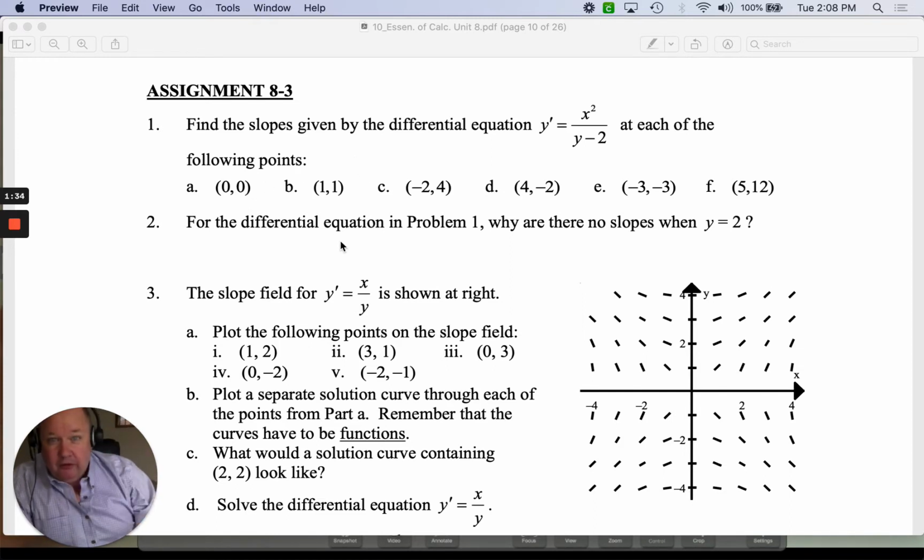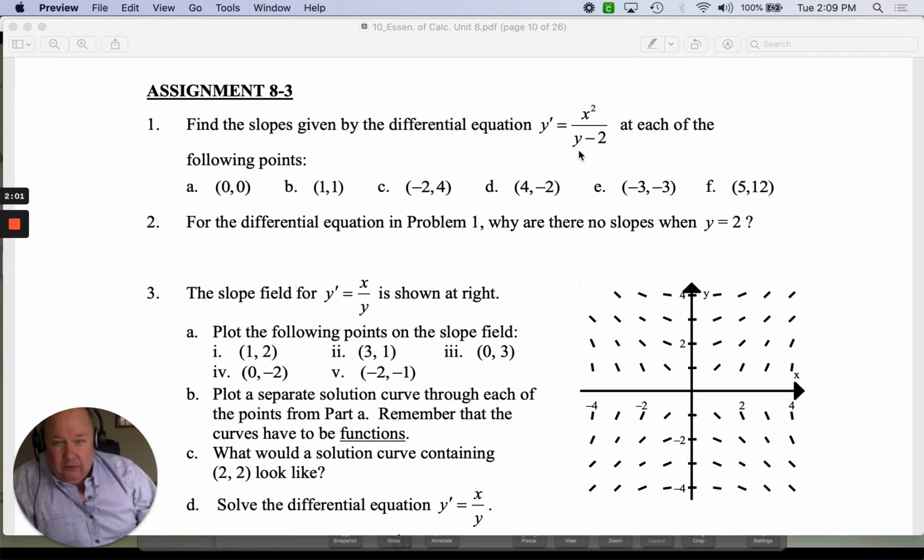For the differential equation problem 1, why are there no slopes when y equals 2? When y equals 2, the slopes are undefined. Obviously if you have a 0 in the denominator, it's undefined. So when y equals 2, the slopes are undefined.